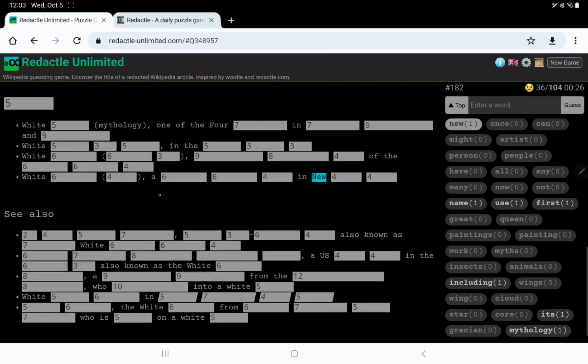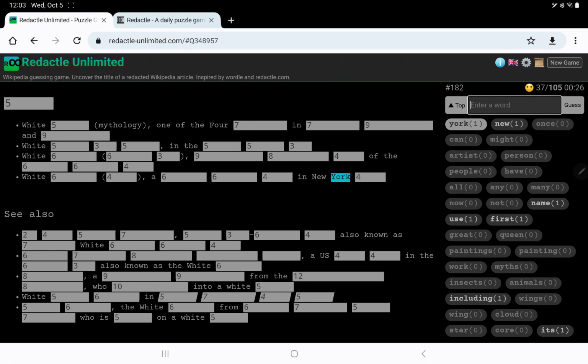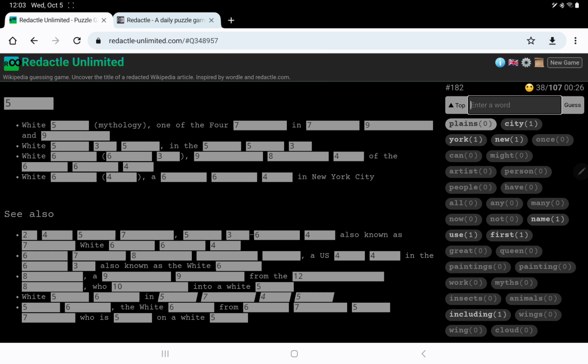Oh, white something. Oh, a something something in New York City. And something does. No, I'm thinking of White Plains, but I don't think that's in New York City. I thought that was in upstate New York. No, but White 6, a 664.